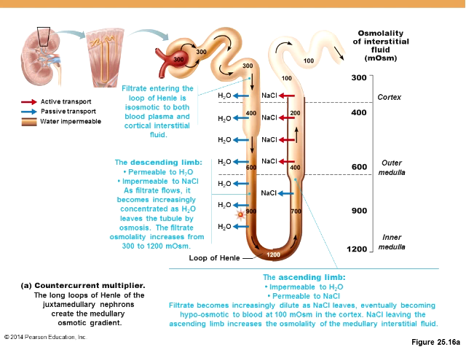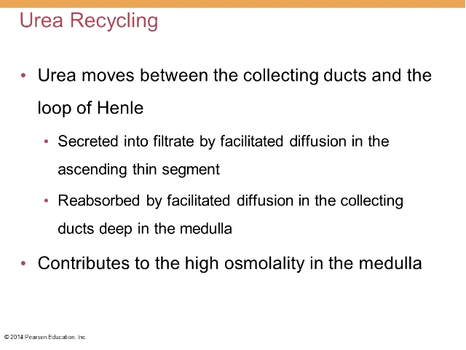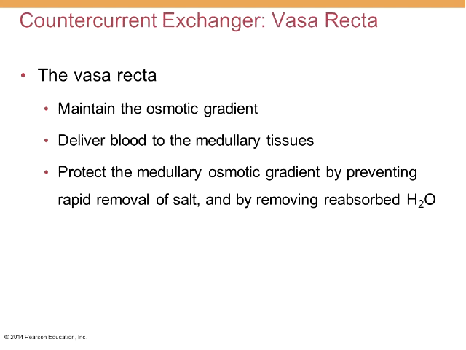So all water comes out of the proximal convoluted tubule, no water comes out of the distal convoluted tubule, but this is the place where we tend to see electrolytes, and primarily sodium, because 280 milliosmoles of the 300 milliosmoles of blood is really sodium. Now we also remove urea between the collecting ducts and the loop of Henle, and urea is recycled and secreted into the filtrate by facilitated diffusion in the ascending thin segment, and it's reabsorbed by facilitated diffusion in the collecting ducts deep in the medulla. And it contributes to the high osmolality in the medulla, up to that 1200 we talked about.